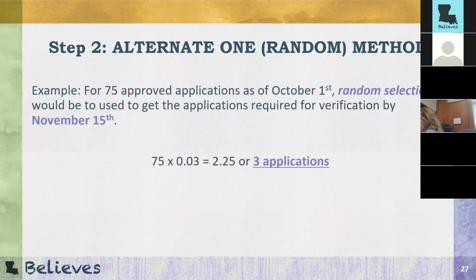For 75 approved applications as of October 1st, random selection would be used to get the applications required for verification by November 15th. The math used to get this number is 75 times 3%, which gives you 2.25, or rounding up to the nearest whole number, 3 applications.